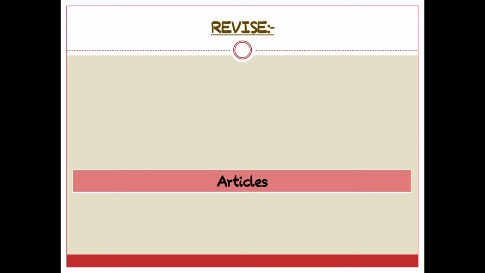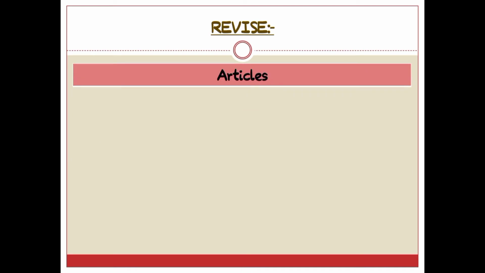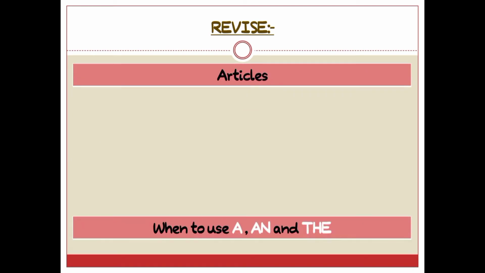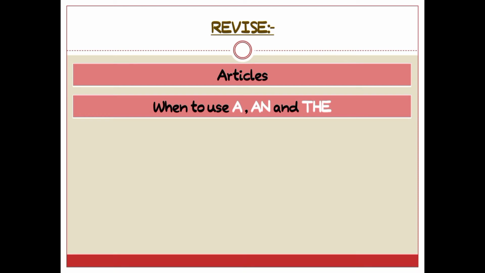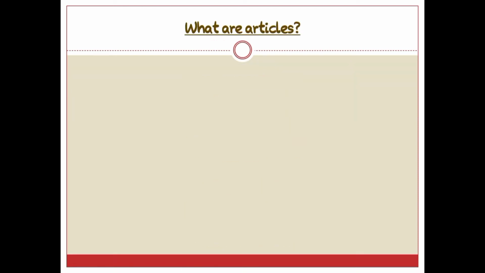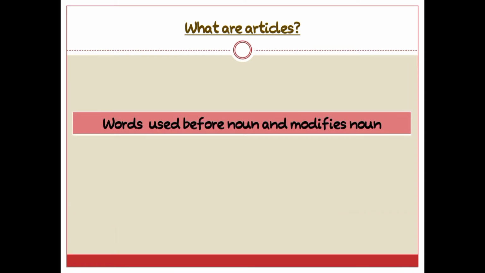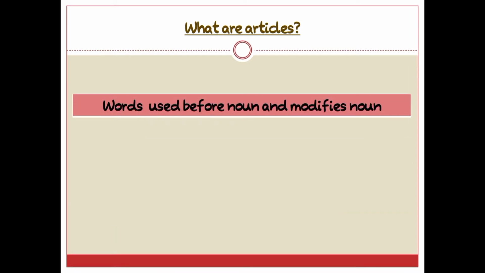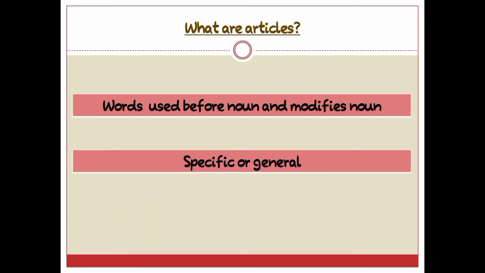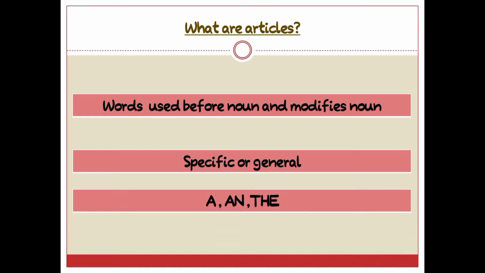Now let us revise what we have learned in the last video. We have learned what articles are and when to use a, an and the in a sentence. Now we will quickly revise what articles are. Articles are words used before a noun to modify the noun. An article defines whether a noun is specific or general. There are three articles in English: a, an and the.